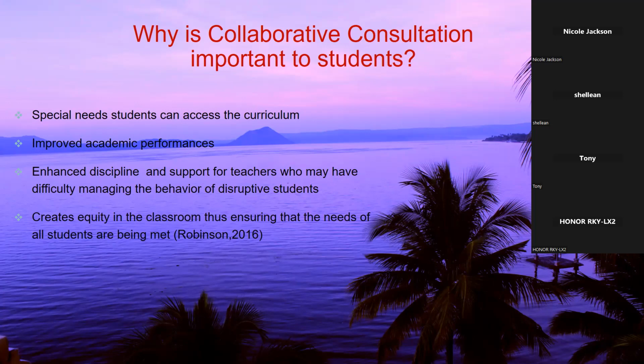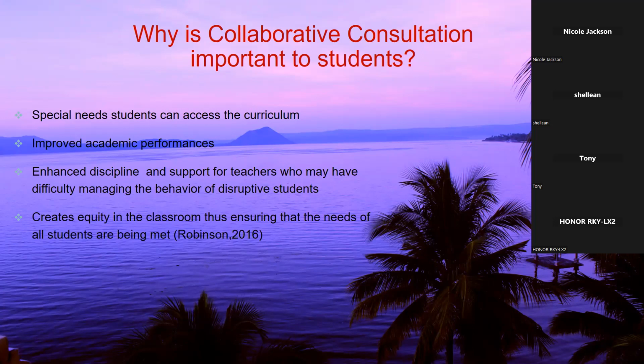Now, there is a type of consultation model, right? It's called the instructional model. With the instructional model, teachers that are struggling in terms of instructional skills or even behavioral challenges like classroom management can go in the consultation process with a consultant, who may be able to provide methods that they could implement in the classroom to rectify this. And it creates equity in the classroom, thus ensuring that the needs of all students are being met.